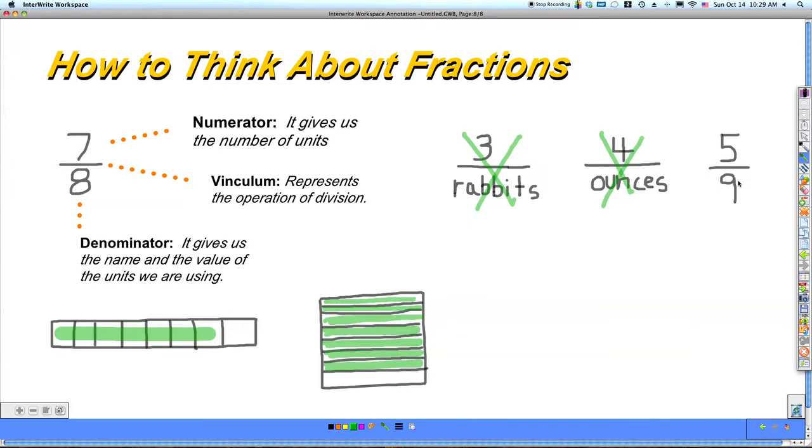So those are the 3 parts of a fraction and the roles that they play.